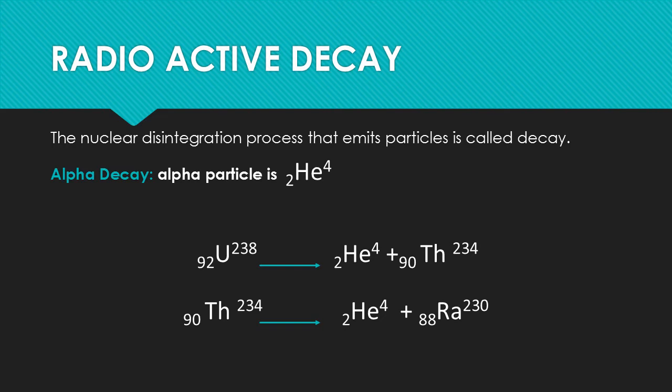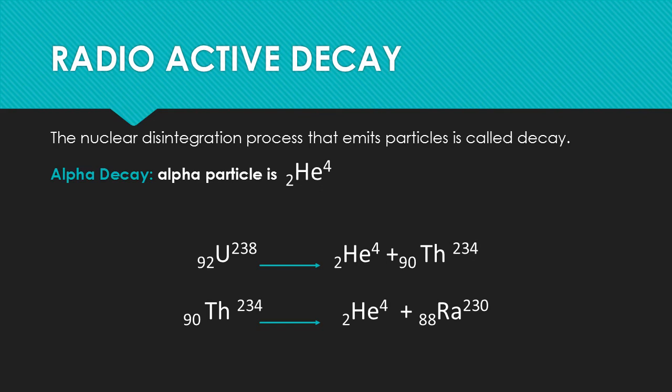Also, the atomic number on the left side should equal the atomic number on the right side. On the left side, uranium has atomic number equal to 92. On the right side, the atomic numbers of helium and the new atom are 2 plus 90 equal to 92. Also, the mass number on the left side should equal the mass number on the right side. The mass number of uranium is 238, and on the right side 4 plus 234 equals 238.